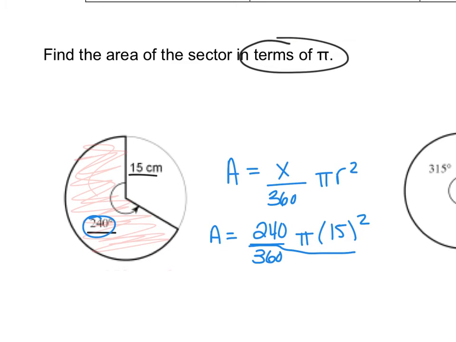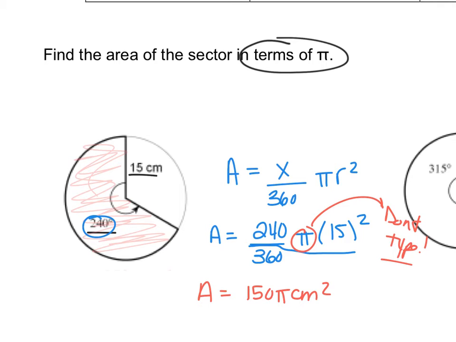You type in everything in your calculator, the 240 over 360 times 15 squared. The only thing you don't type is this pi. After I type this into my calculator, I should get 150. And now I write the number pi. That is your final answer. 150 pi centimeters squared.